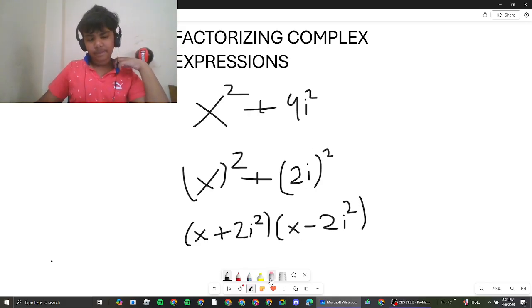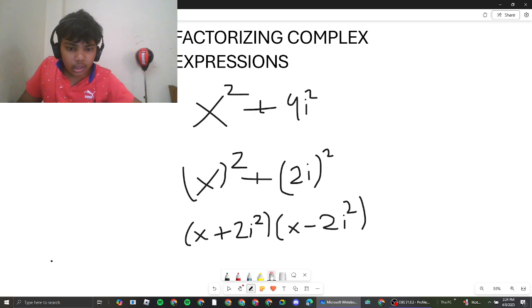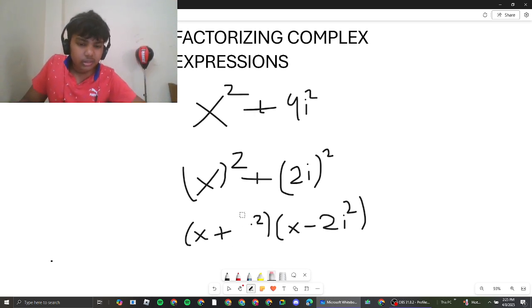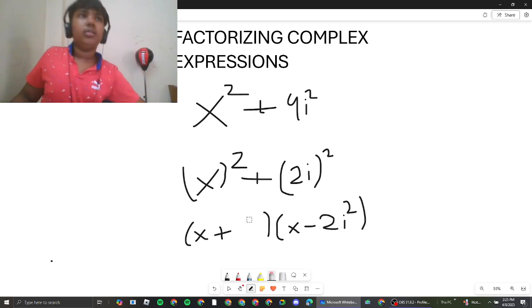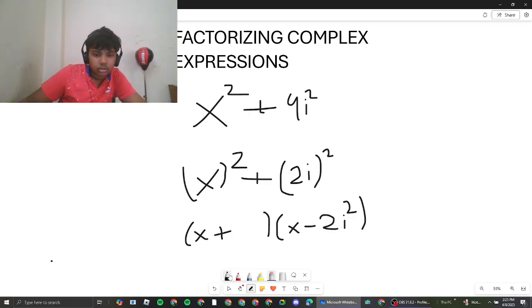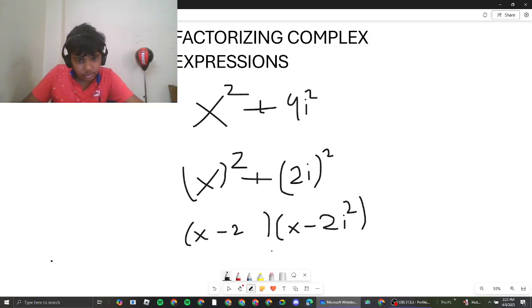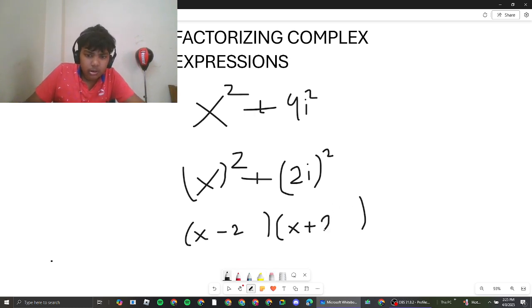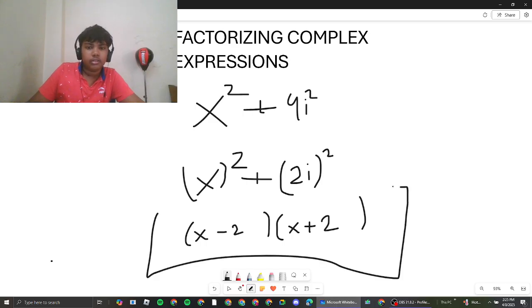So this will just become, look, i squared is negative 1. So this will be plus minus 2, or then we can just write this as x minus 2. Okay? So minus 2. And this will be plus 2, because there's a negative sign. So that's how to factor this. Plus 2. That's how you factor this.